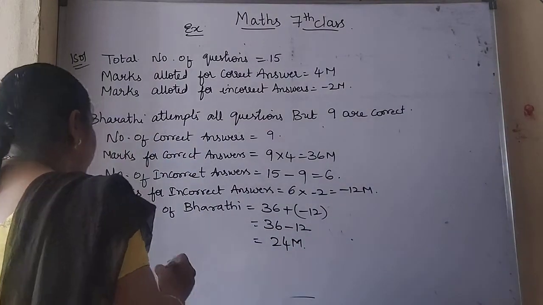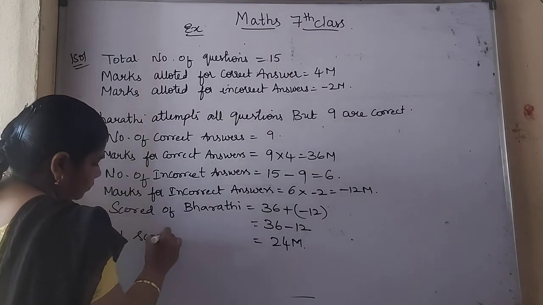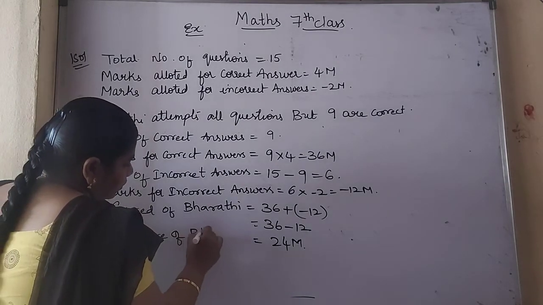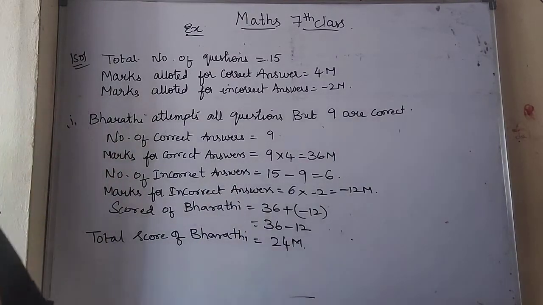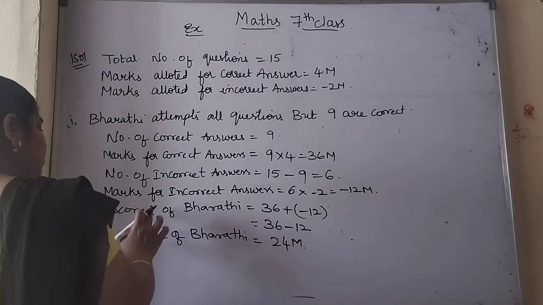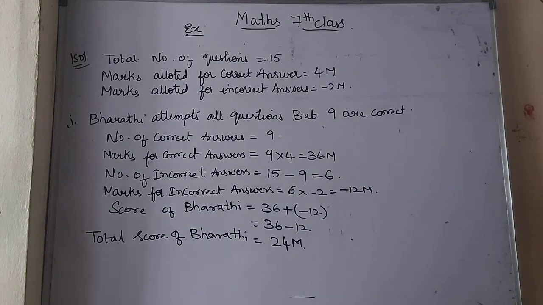So what is the total score of Bharati here? So total score of Bharati is 24 marks. So this is our first question about Bharati.